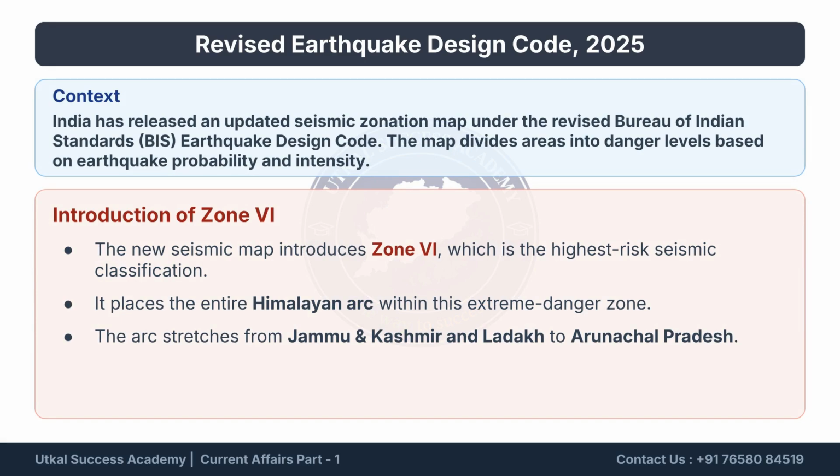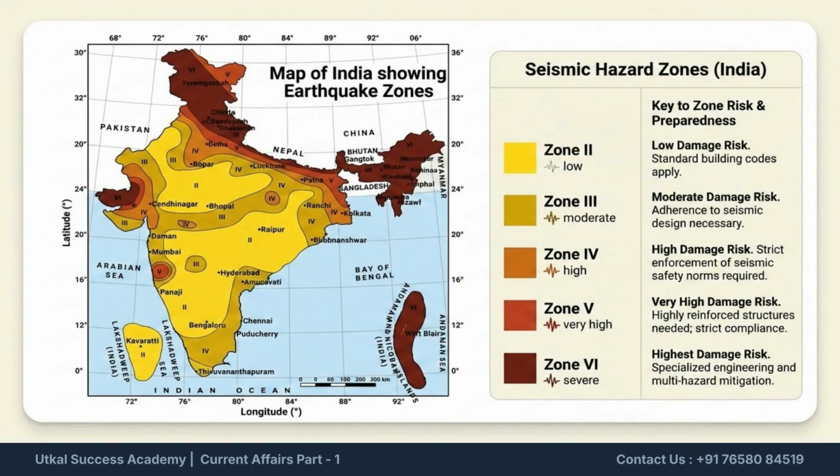This map illustrates the seismic hazard zones of India, showing the distribution of danger levels from low-risk Zone 2 to the newly introduced highest damage risk Zone 6. The key outlines the corresponding risk and preparedness requirements for each zone.